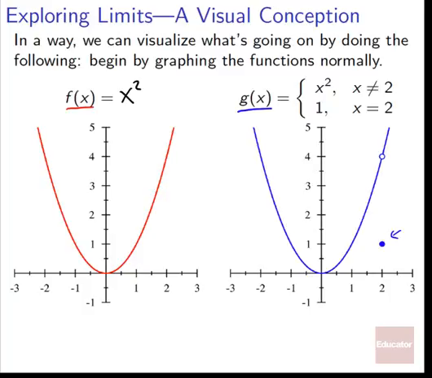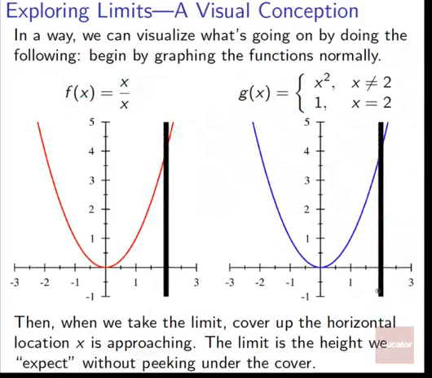Then what we can do is cover up the part that we're going to. So notice in this case, what we're about to consider is the limit as x approaches 2. So as we get really close to this value on both of them, I'm going to swap this back out. It should be an x squared. We're looking at the limit as x goes to 2. So as we take the limit, we cover up the horizontal location x is approaching. Since it's a limit, what we're concerned with is what happens on our way to that value, but we don't actually care about that value in specific. We don't care about that horizontal location. What we care about is our way to the horizontal location, right? It's the journey that matters, not the destination, when it comes to limits.